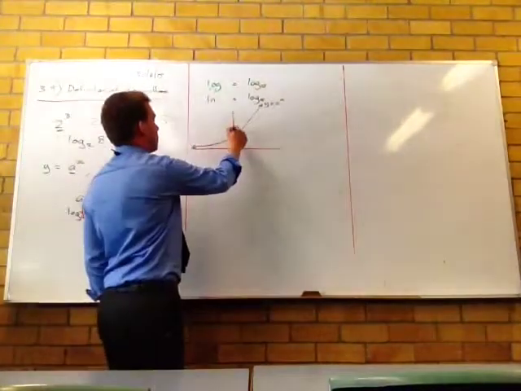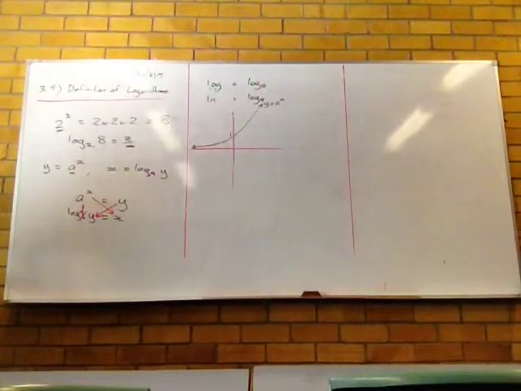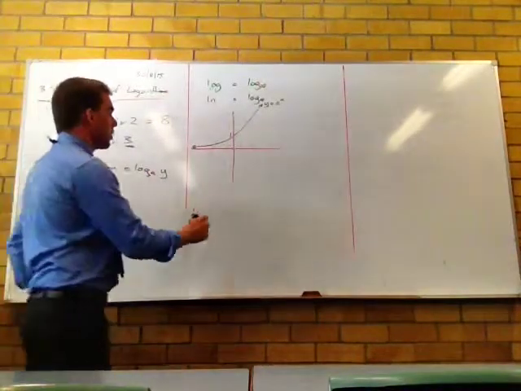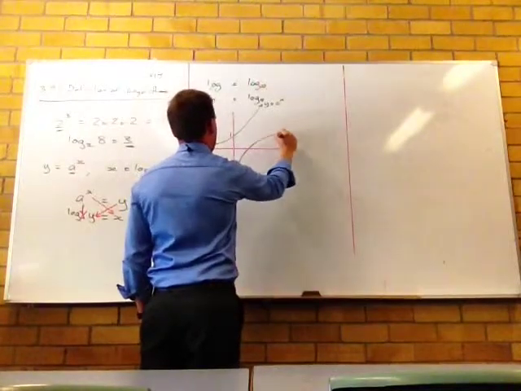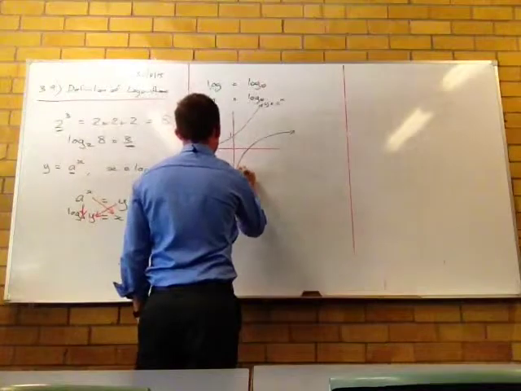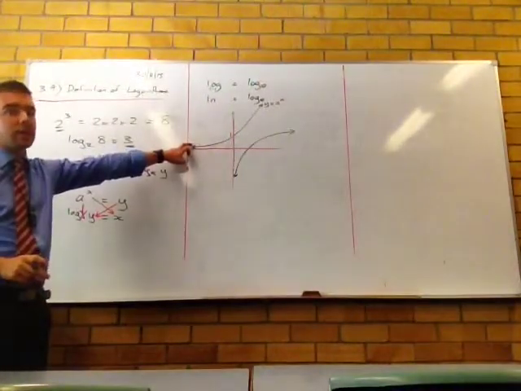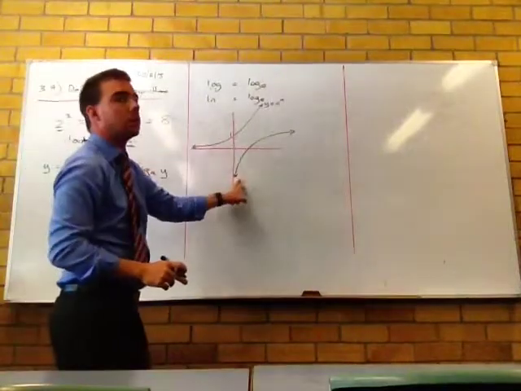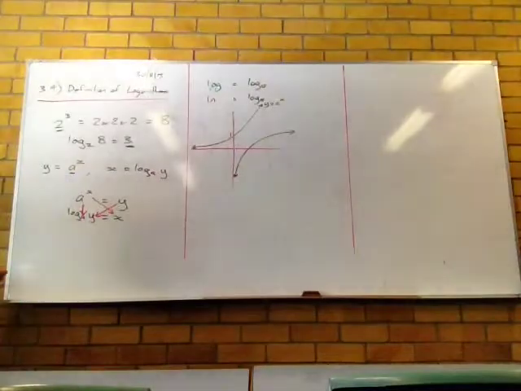Okay, where the intercept is 1 on the y-axis. Your log graph. Okay, so if you were to complete a table of values and plot the points, it'll be something like this. So your exponential never crosses the x-axis. Your logarithm graph will never cross the y-axis.